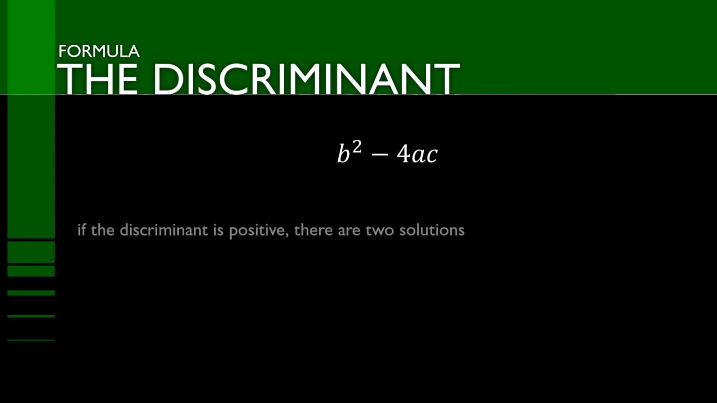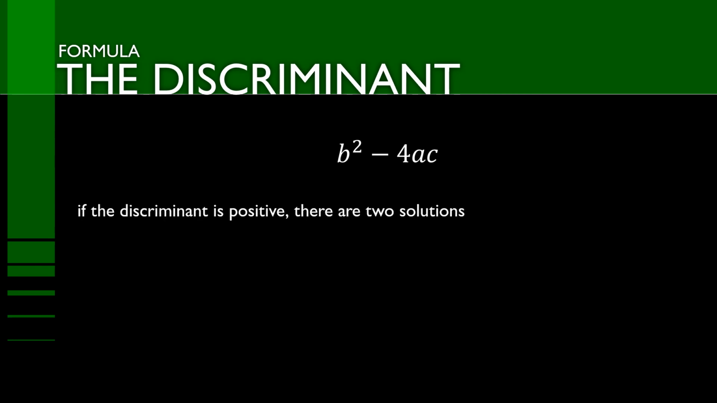Now, if you think back to a couple of the questions that we've already done, remember that underneath that radical, one time we had a positive and another time we had a 0. Well, that tells us a lot. Underneath that radical, the b squared minus 4ac, that is what we call the discriminant. And the discriminant lets us know how many solutions we're going to have for each problem.